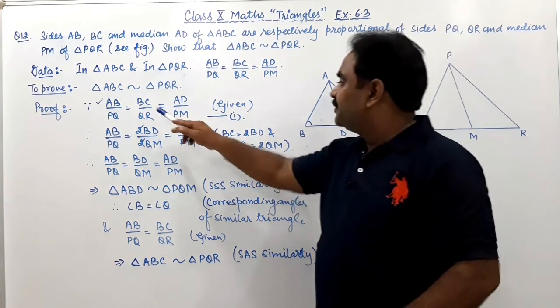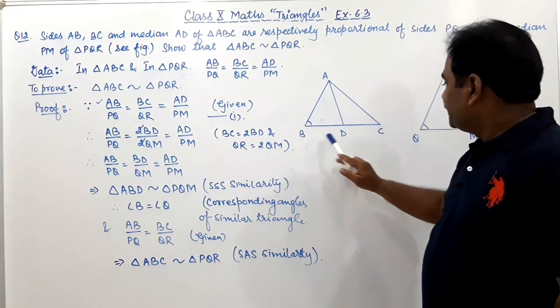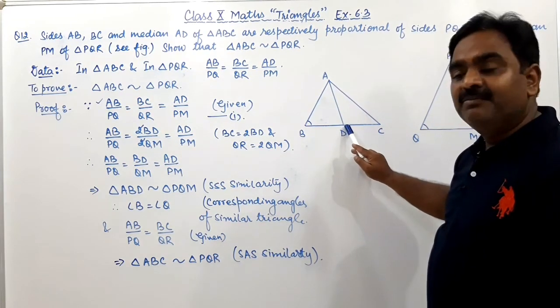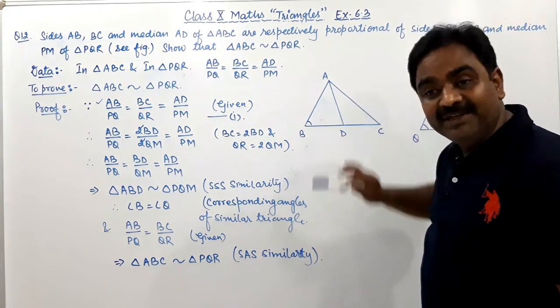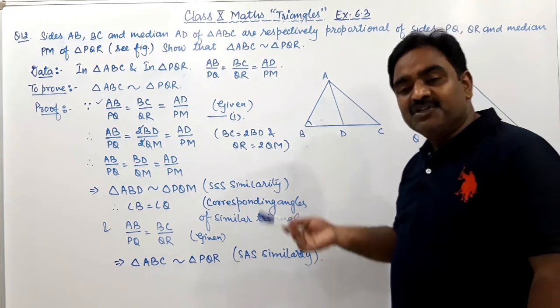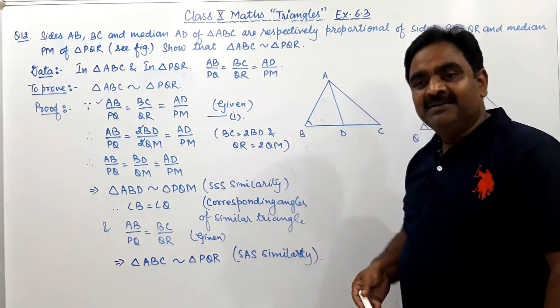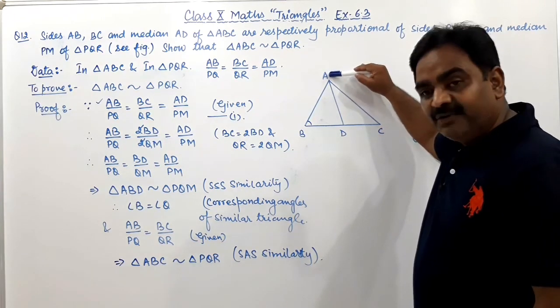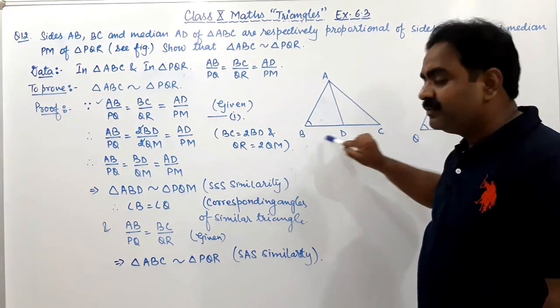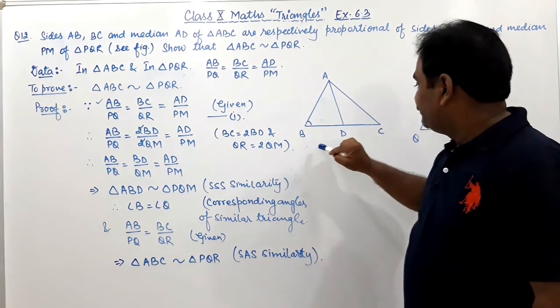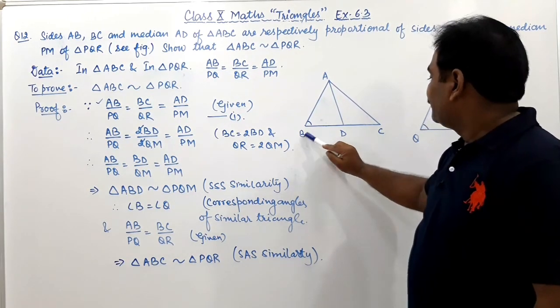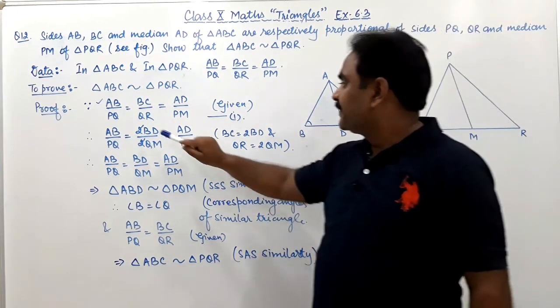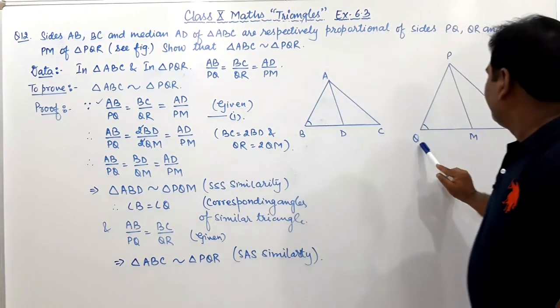Okay, now this BC can be written as 2BD. Why? Because D is the midpoint of BC, AD being a median. So the definition of median you know better. What is it? Median is a line segment drawn from any vertex to the midpoint of the opposite side. So D is the midpoint of BC. Therefore BC can be written as 2BD and QR is 2QM.